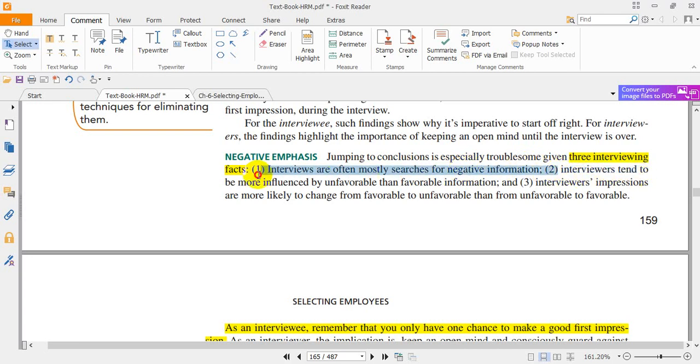Interviewers tend to be more influenced by unfavorable than favorable information.